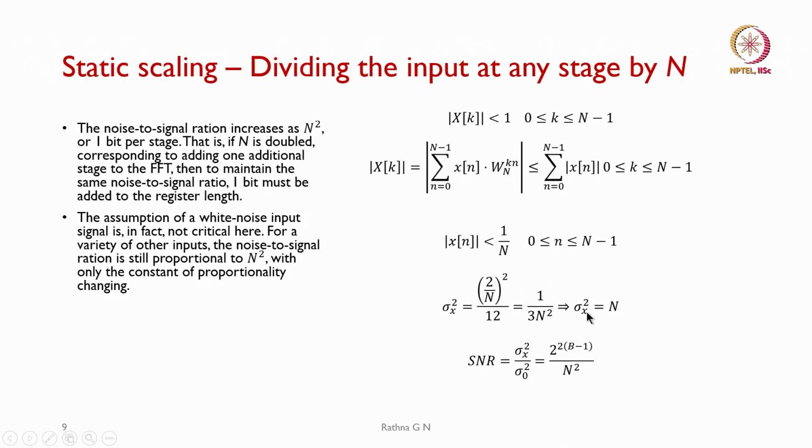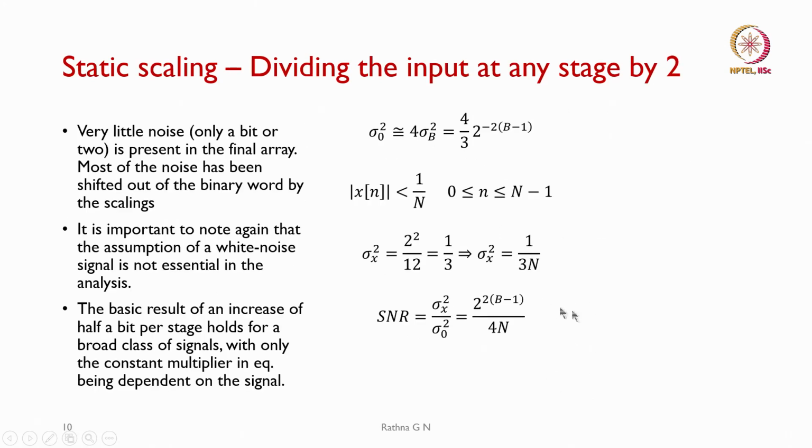This is our signal power, sigma x squared, approximately equivalent to n, and the signal to noise ratio will be sigma x squared by sigma naught squared, which is going to be 2 to the power of 2 b minus 1 by n squared. In this case the assumption of a white noise input signal is considered, and it becomes 2 by n whole squared divided by 12 as our signal power. For a variety of other inputs, the noise to signal ratio is still proportional to n squared, with only the constant of proportionality changing, as you can see here.